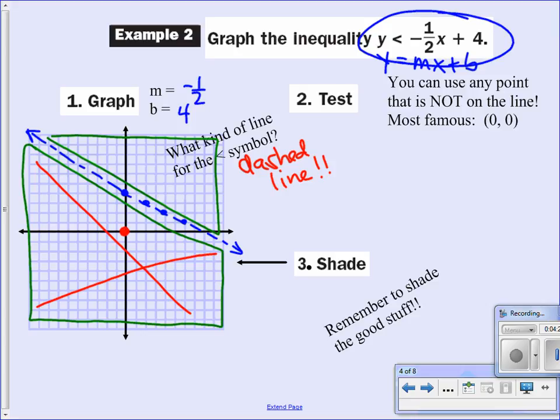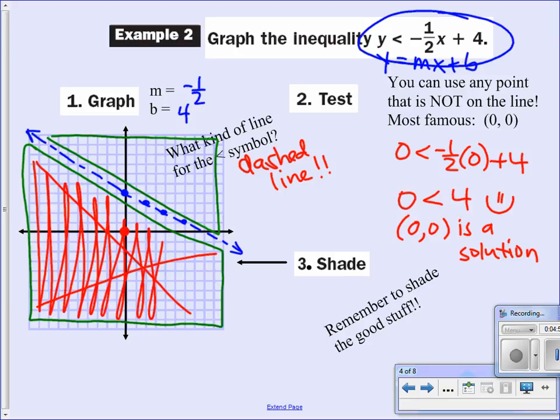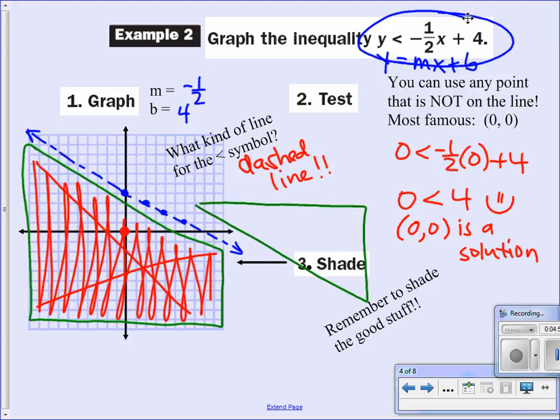So 0, 0, let's see if it works. 0 is less than negative 1/2 times 0 plus 4. 0 is less than 4. This is true. So 0, 0 is a solution to this inequality. So if 0, 0 is a solution, everything on this side of the inequality is a solution. So we would shade this side of the inequality. And we don't shade this side, because everything over here would not make the inequality true.